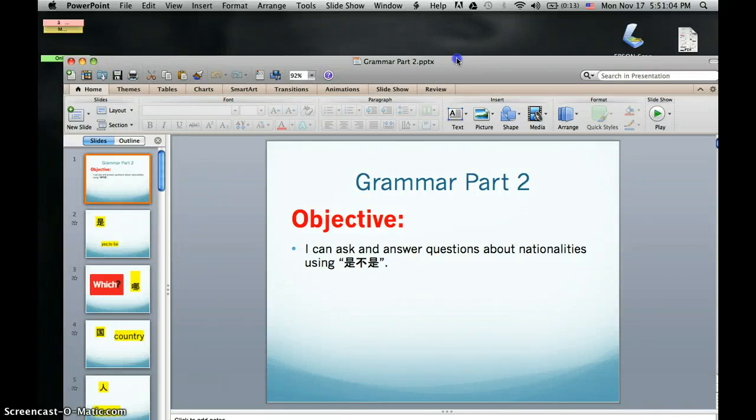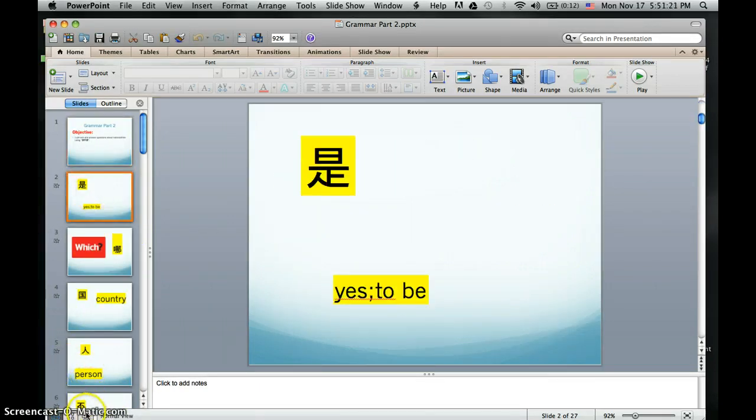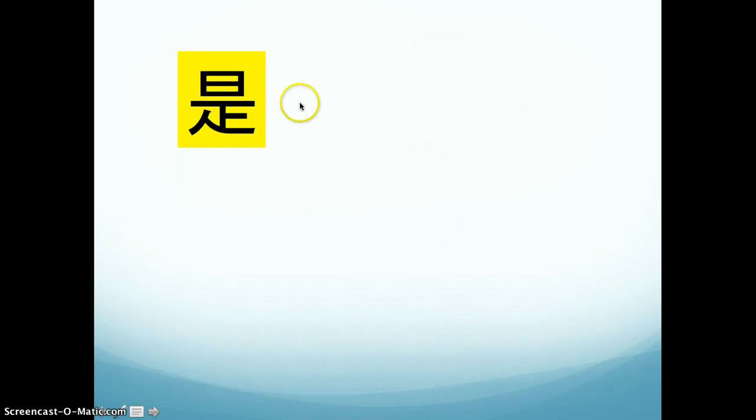Today we're going to learn another grammar structure, which is the 是不是 structure. It's pretty much similar to the one we learned yesterday. First, let's have a quick review of the vocab. So please say this with me to see if you can recognize the characters.